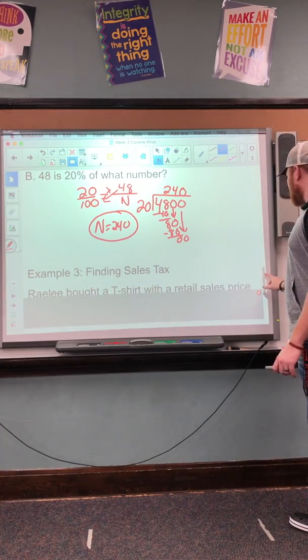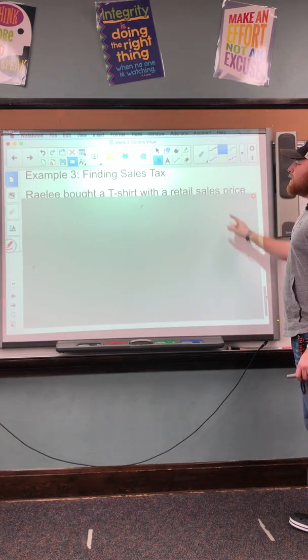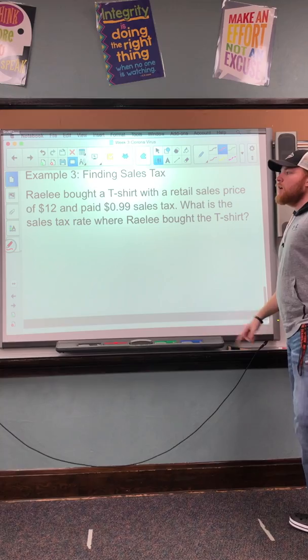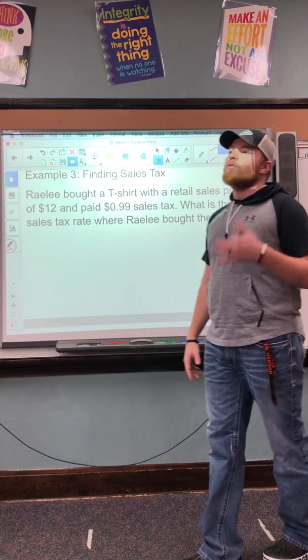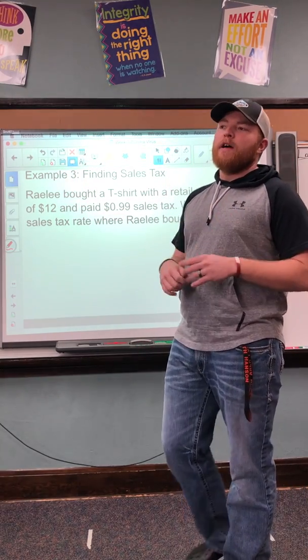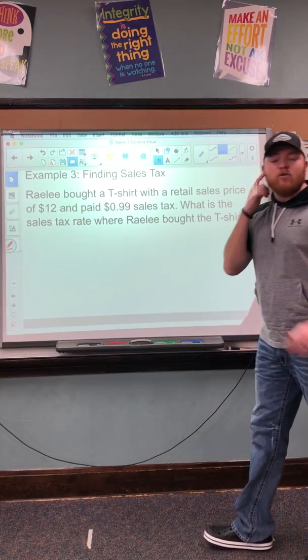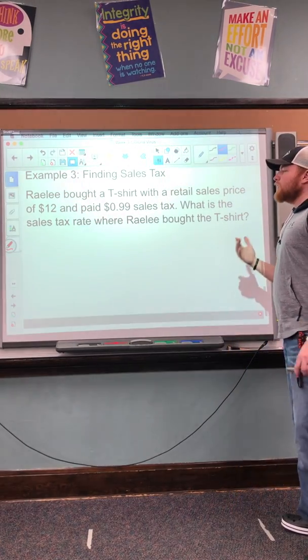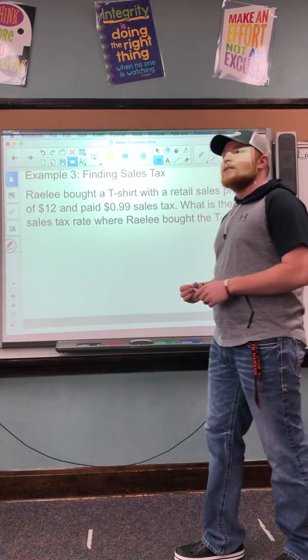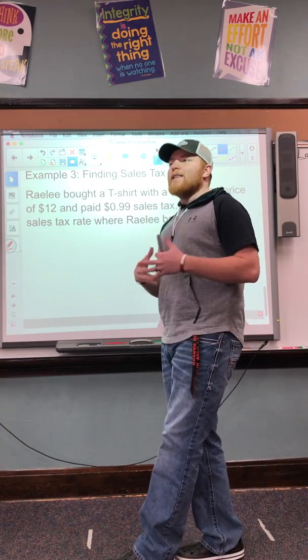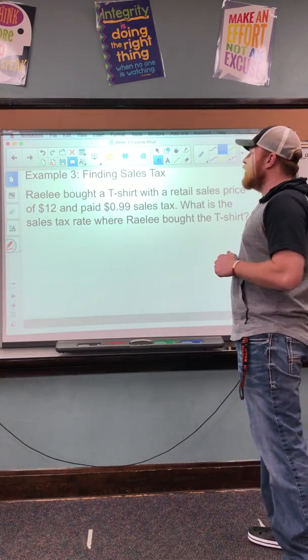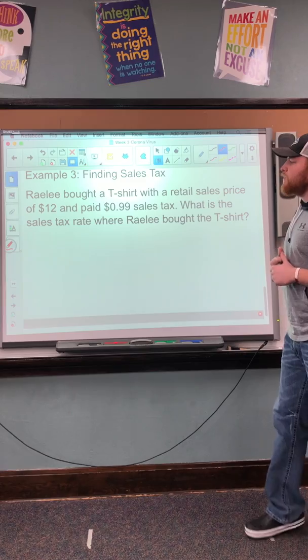Alright, last example. Alright, finding sales tax. Now this is a real life situation. You aren't always going to find out the sales tax. Now we have machines that do it for us. But it's always nice to know if you're thinking about buying something to put in that sales tax into your budget in real life situations.